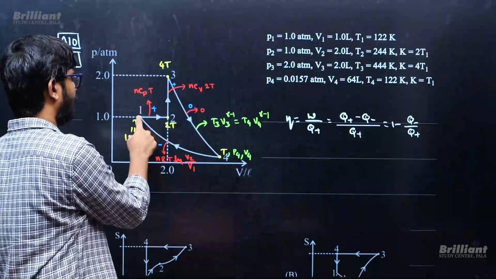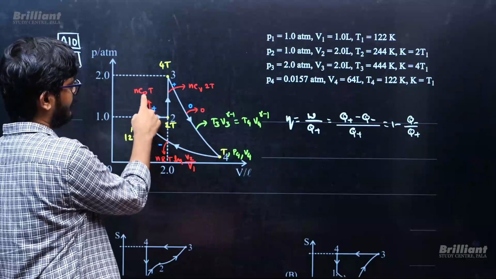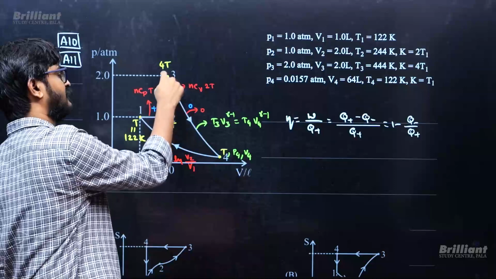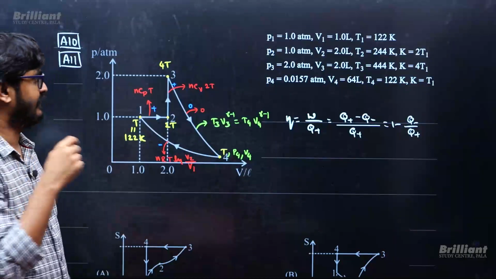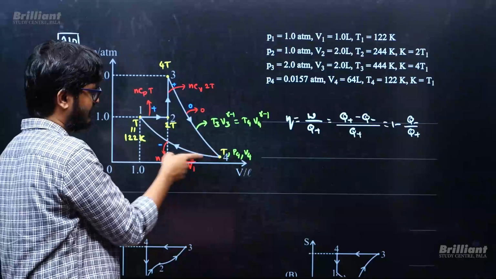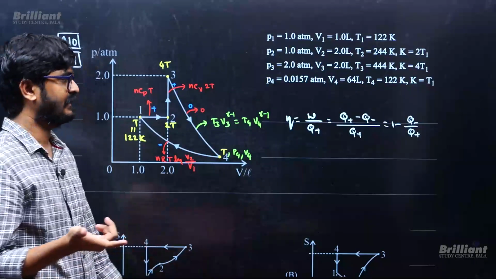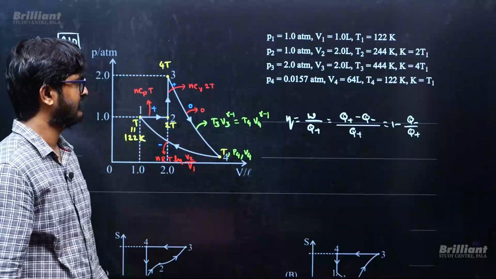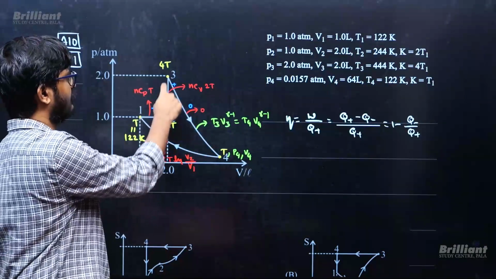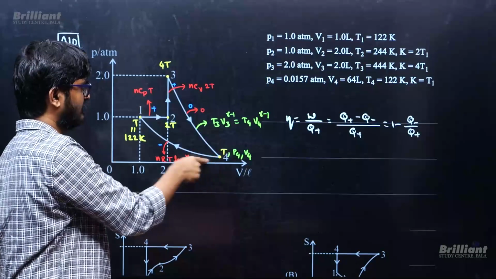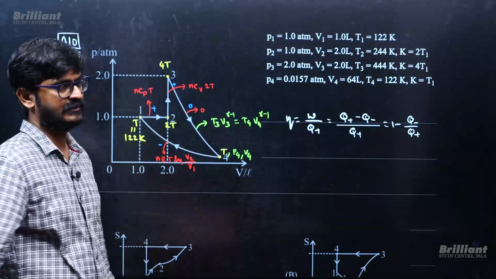Now what is the heat given to the gas? nCp delta T, where delta T is nothing but T. This is a constant volume process, so heat given is nCv delta T. This is adiabatic, so heat given is 0. This is isothermal, so heat given will be the work done, nRT log V2 by V1. The first is going to be a positive value because temperature is increasing, this is 0, and this last one is going to be negative because volume is reducing.